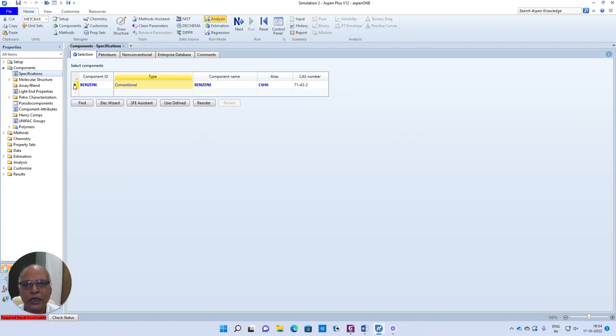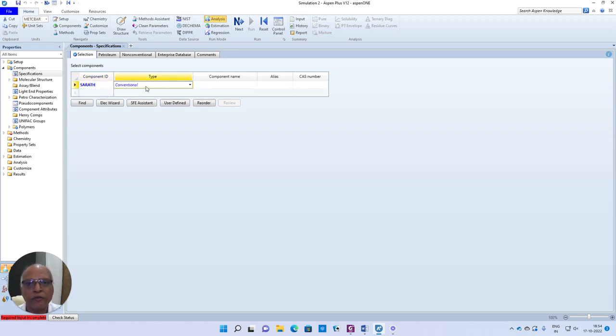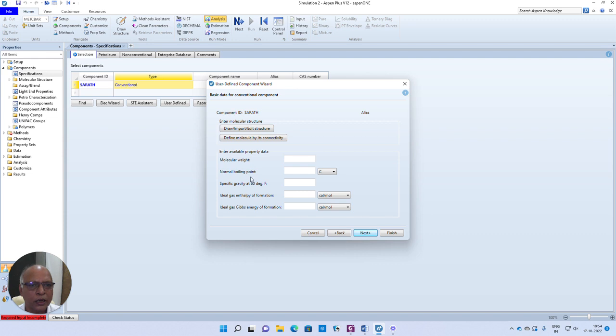Now let me delete this compound, and I would like to now deal with a compound which is named like this. It is also a conventional compound. You don't expect this component to be present in the database because it's my name, right? In such a case, we will be able to define this as user defined. If you want, you can give an alias name and go to the next.